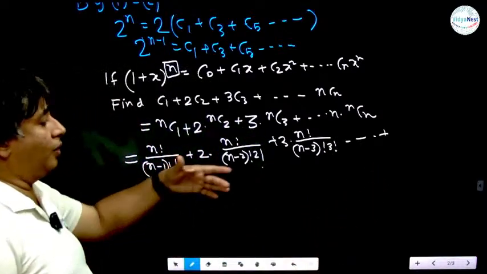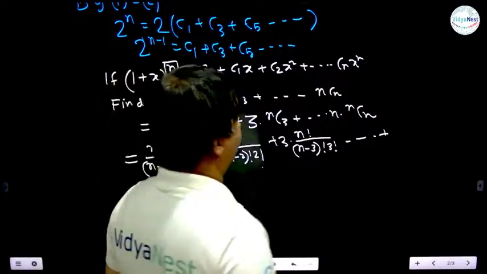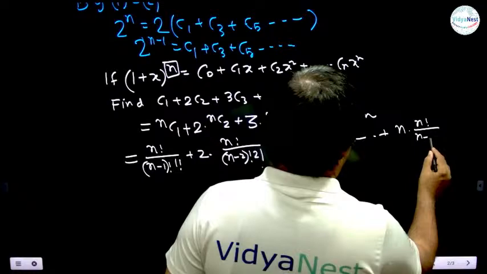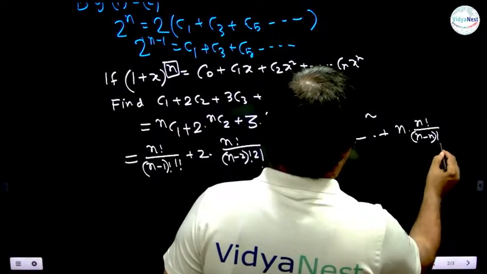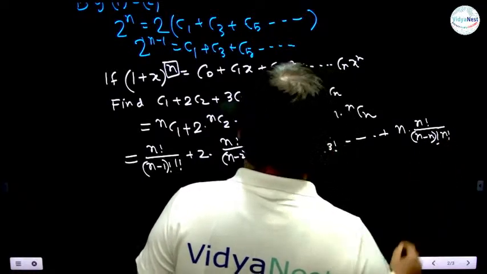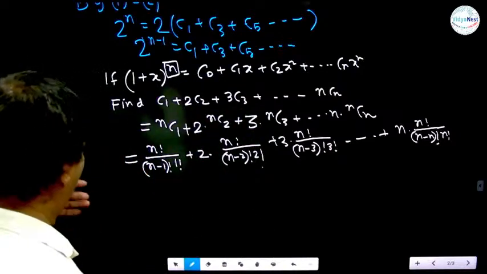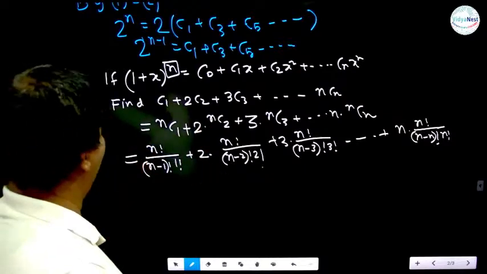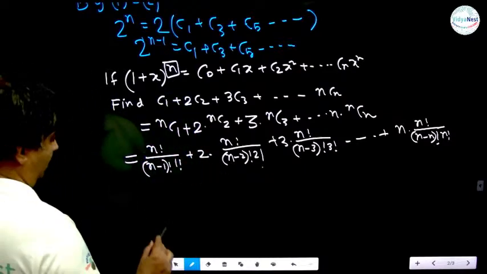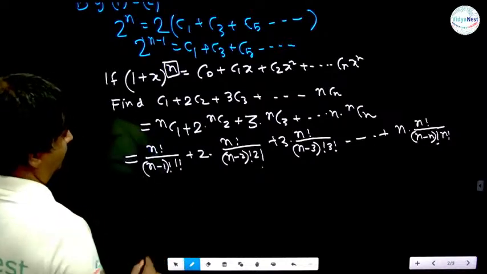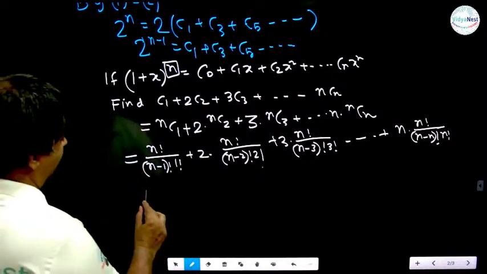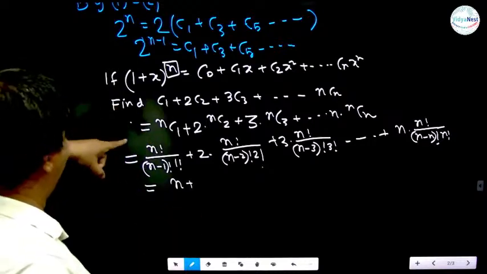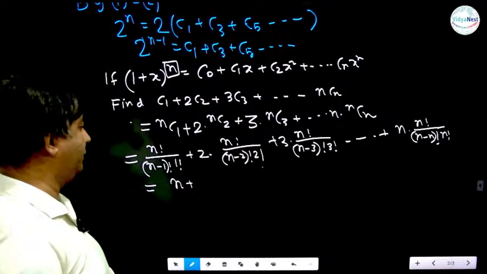The series will go on up to the last term, n factorial by n factorial minus n factorial factorial n. So this is the simplification using the formula of nCr. Now if I cut the numerator by denominator, I will get what? n, because factorial n is n into n minus 1 factorial.